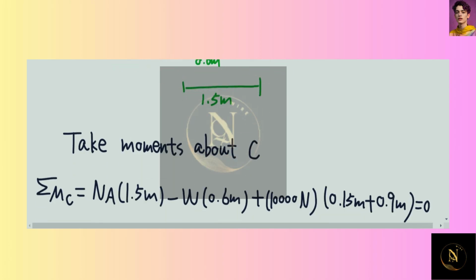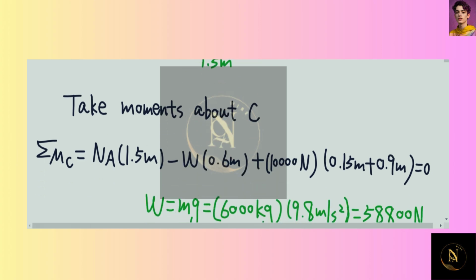And we know the total moments about C should be equal to 0. Therefore, we'll have such equation here. So the positive values here mean that the moment is counterclockwise, and the negative moment here means that the moment is clockwise.